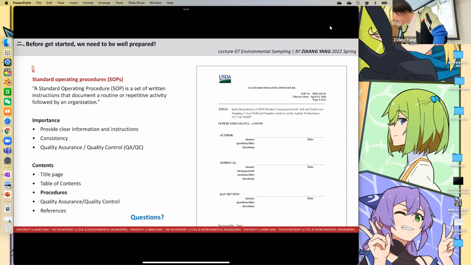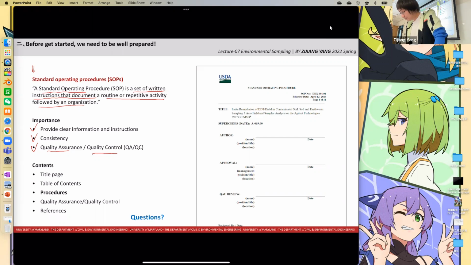SOP refers to the standard operating procedure, and this is a set of written instructions that document a routine or repetitive activities followed by an organization. And it is important because it can provide clear information and instructions, and it is consistent, so that we can make sure different people at different places doing the same experiments can have the same process. And it is also related to quality assurance and quality control, which I will be talking more about in a later slide.